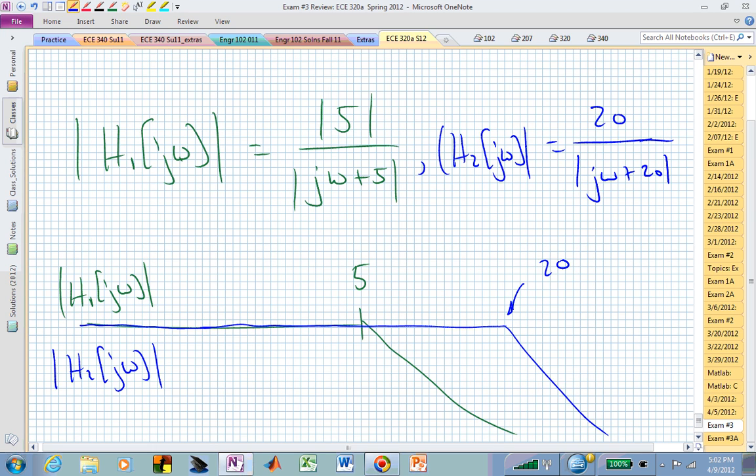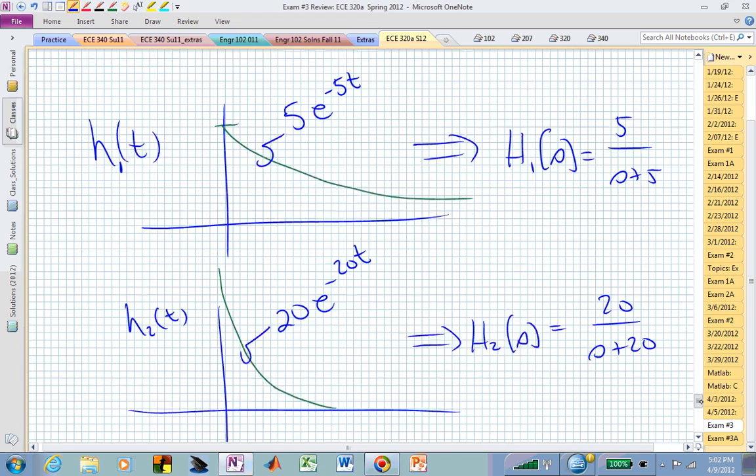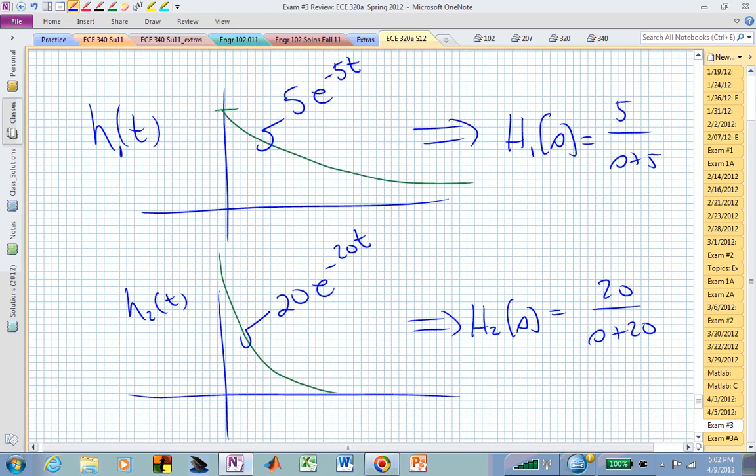So now which one, in terms of a low-pass filter, which one has a narrower bandwidth? H1. It's not passing as many frequencies, so it's slower. It's responding much slower, and that's why if you put a signal through H1, it will distort it more than putting the signal through H2, because H2 is passing higher frequencies.